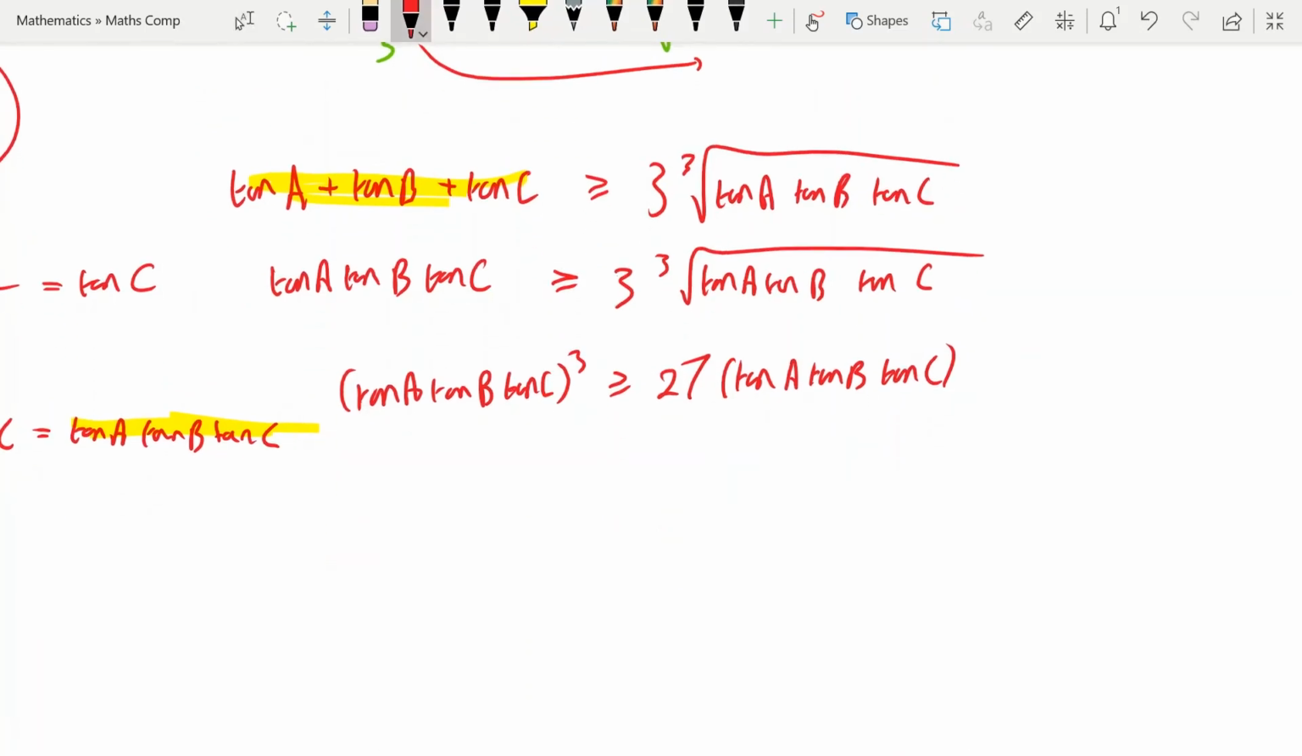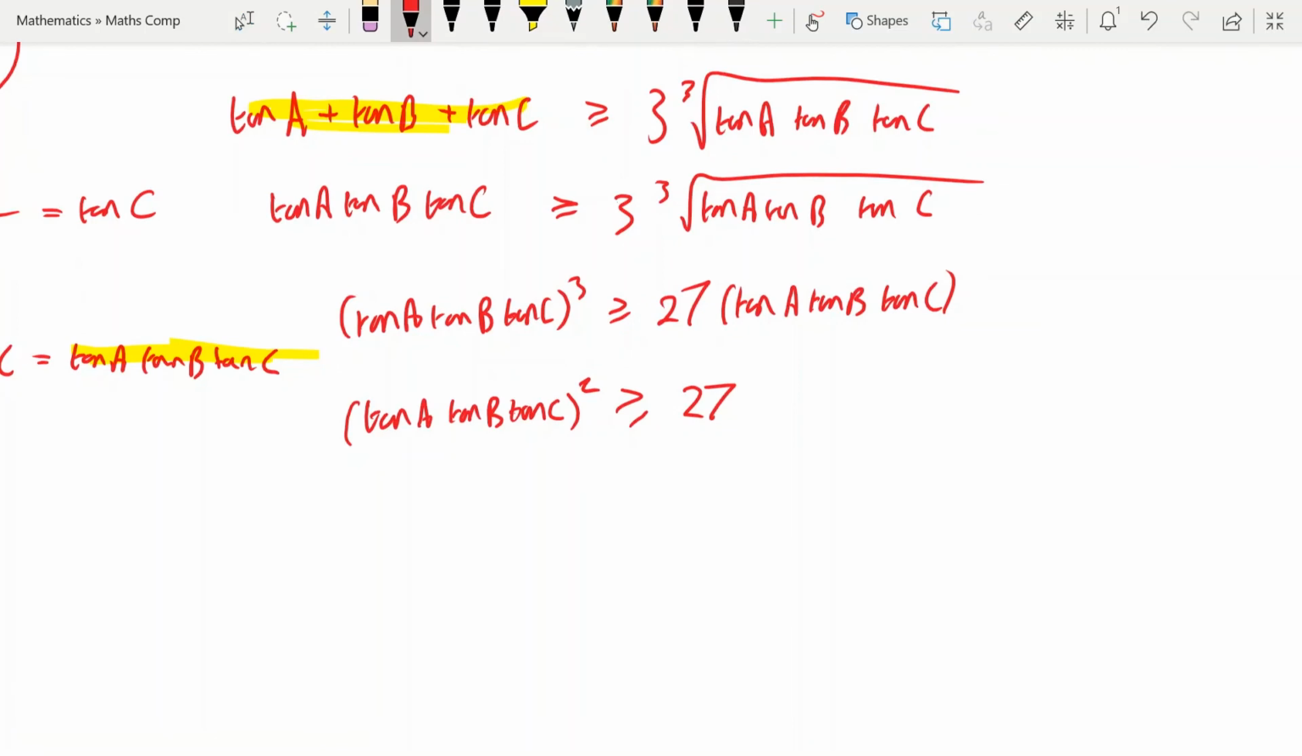Divide through, you get tan A tan B tan C squared is greater than or equal to 27. Nice. So you can take the root of both sides to get tan A tan B tan C. No, not the cube root, the square root, pardon me, is greater than or equal to the square root of 27, which is 3 root 3. And that is your final result. Nice.